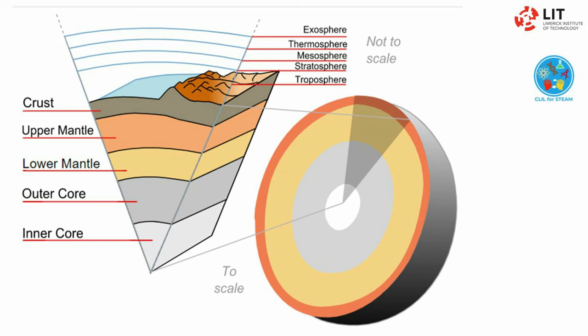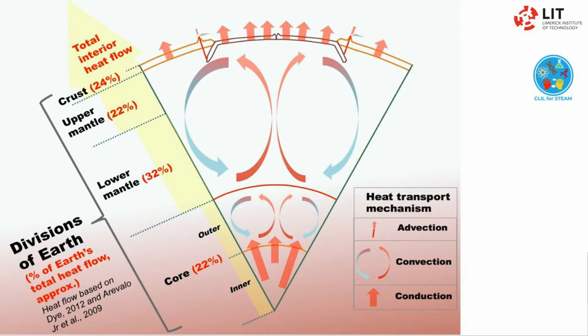And then the inner core. This is a solid metal ball. It has a radius of approximately 1,220 kilometers. It's about 3/4 of the size of the moon, and it is extremely dense, mostly iron and nickel. It is also intensely hot, up to 5,400 degrees Celsius, almost as hot as the surface of the sun.